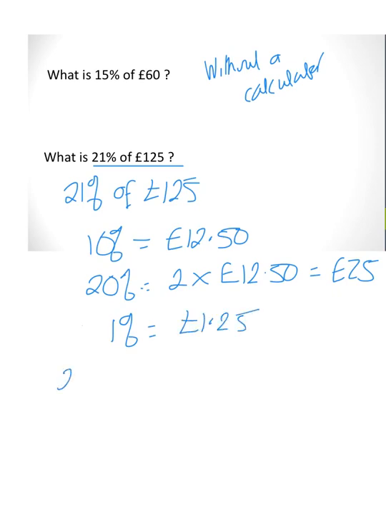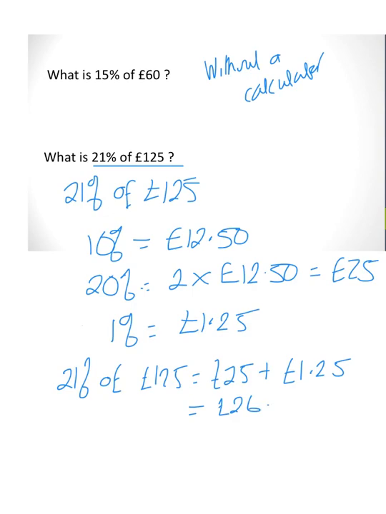So therefore 21% of £125 is going to be £25 plus £1.25, which will give us £26.25.